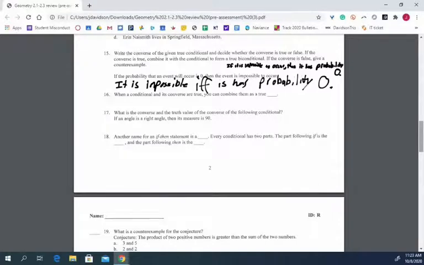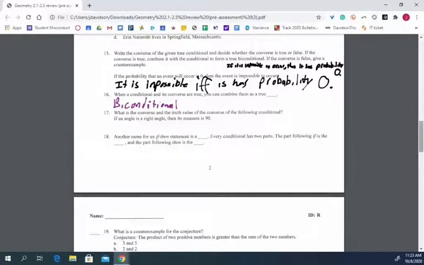We're on 16. When a conditional and a converse combine as true, what do you think? Conditional and converse, when they're true, you can combine them to make a true biconditional. Good. Bi means two, so when the conditional and converse are true, then it's a biconditional.